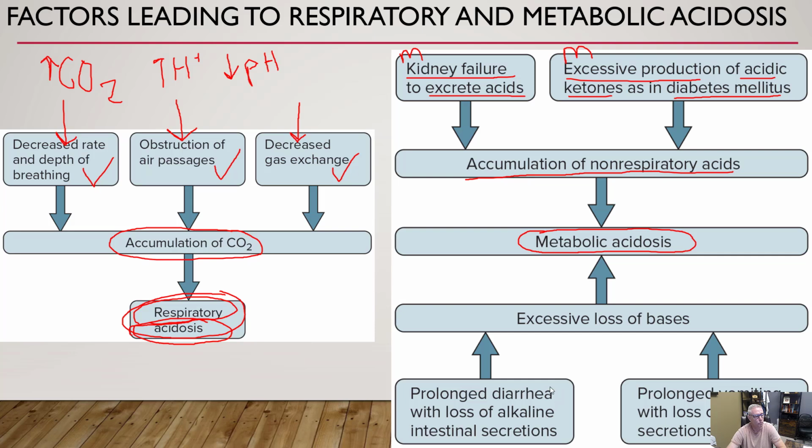Down at the bottom, prolonged diarrhea. So we've lost base. If we're losing base, it's a metabolic condition. So we're still metabolic. Prolonged vomiting. So we're losing acid.